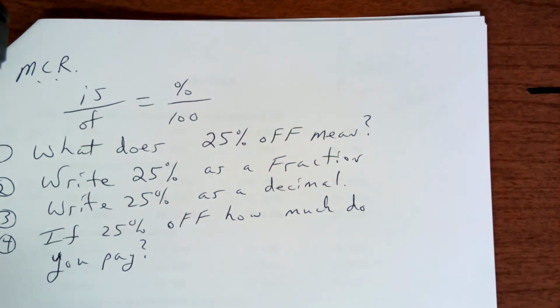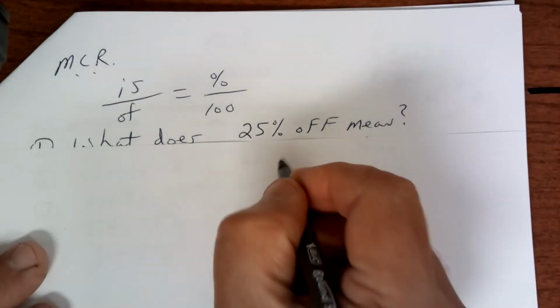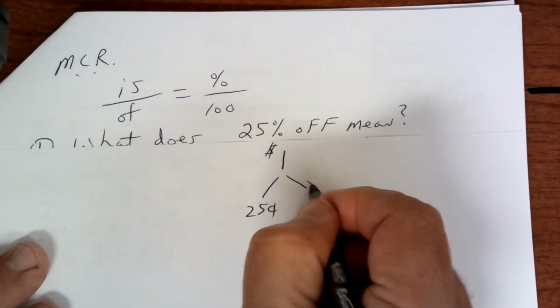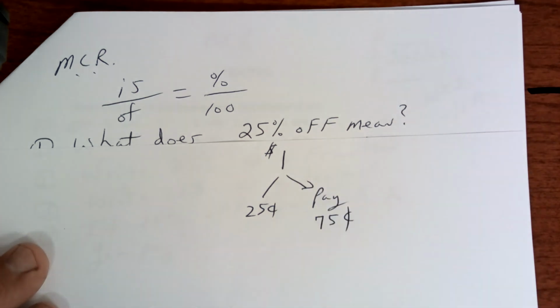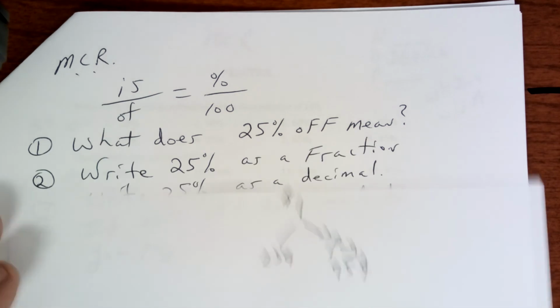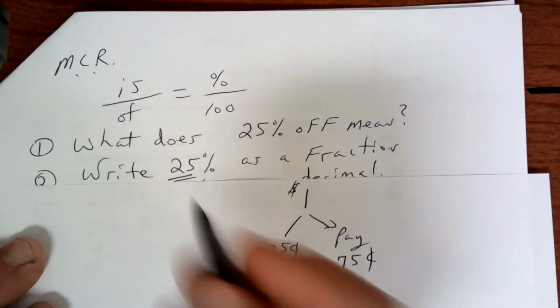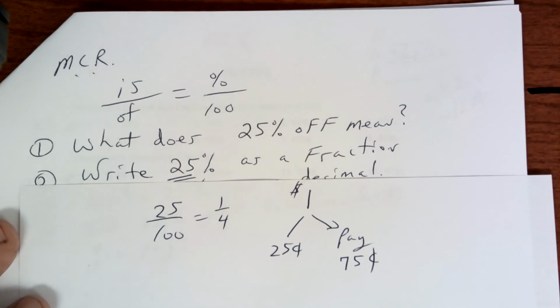Let's turn our attention now to MCR. Question says, what does 25% off mean? Well, 25% off means that you save 25 cents. So if you take $1, you save 25 cents, and you pay 75 cents. So you're saving a quarter on every dollar. All right? This one right here, as a fraction, it's out of 100. Percents are out of 100. So it's 25 out of 100, and then you got to reduce it. It's 1/4 of a dollar, which is a quarter.